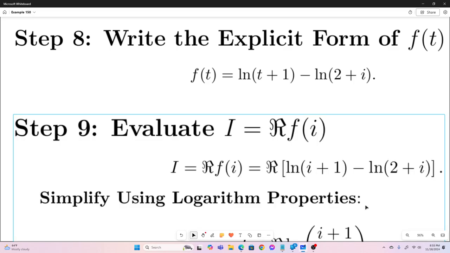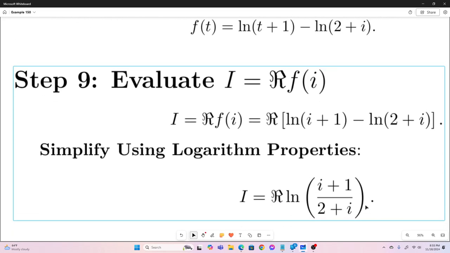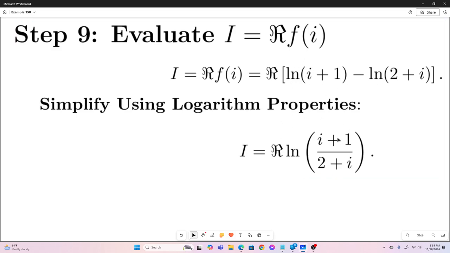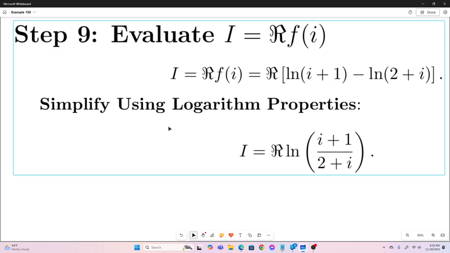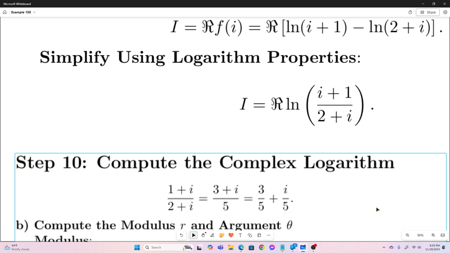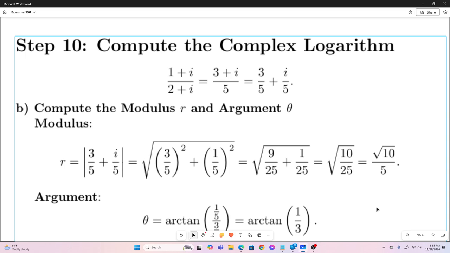All right, so now let's actually take the real part of this function of t evaluated at the point t is equal to i. We can use the properties of logarithms. You can see all I did was replace the t with an i and then use the properties of the natural log to rewrite it like this. All right, so now the challenge is to take the real part of that. Well, we can do that using the following steps. We can write 1 plus i over 2 plus i as 3 plus i over 5. All you do is multiply the top and the bottom by the conjugate of 2 plus i, and you get this.